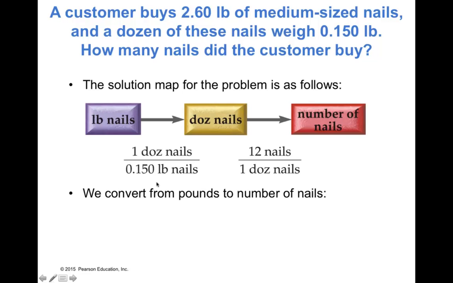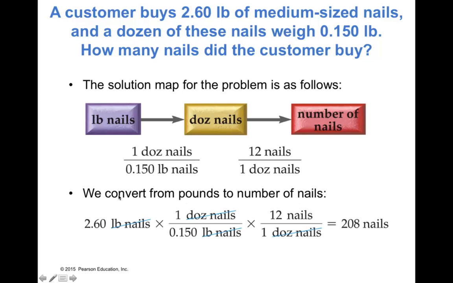We now convert the pounds to the number of nails by following this. We start with 2.6 pounds of nails times 1 dozen of nails over 0.15 pounds. So we cancel the pounds with pounds, and we have here the units of dozen. And then we cancel this unit by using the second conversion factor that we need to go from dozens to number of nails, and this will be 12 nails in 1 dozen. We cancel the dozen and dozen units, and we have here the nails unit, the one that we need.